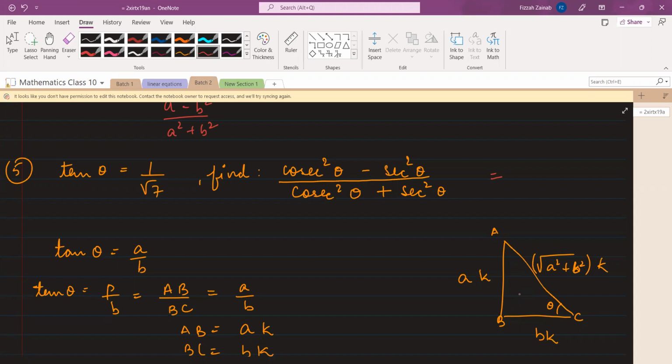Ma'am, 48/64. Sorry, say again. 48/64. No, it's not right. Okay, who else has done it? 384 by 512. Great. Different answer. This can be reduced, both divisible by 2.